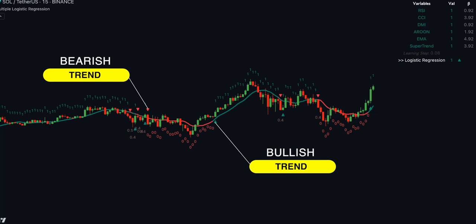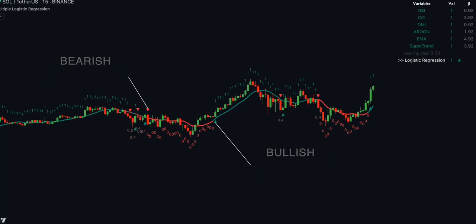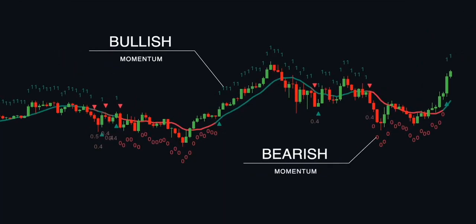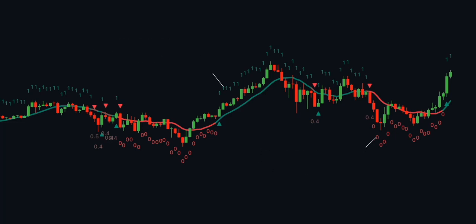The logistic regression model predicts the probability of a binary outcome, with values closer to 1 indicating a bullish signal and values closer to 0 indicating a bearish signal. The indicator settings are highly customizable.